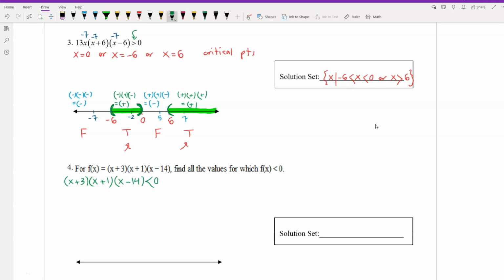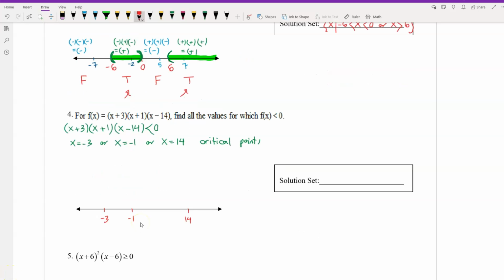less than 0. Now solving for x plus 3 equal to 0, x is negative 3, or x plus 1 equal to 0, x is negative 1, or x minus 14 equal to 0, x is 14. So these are critical points. So here on the number line we have negative 3, negative 1, positive 14.